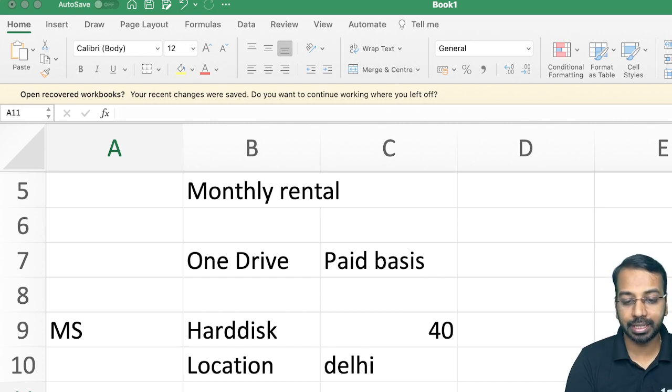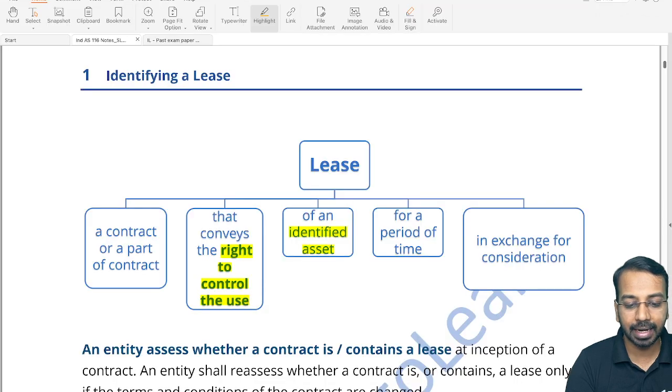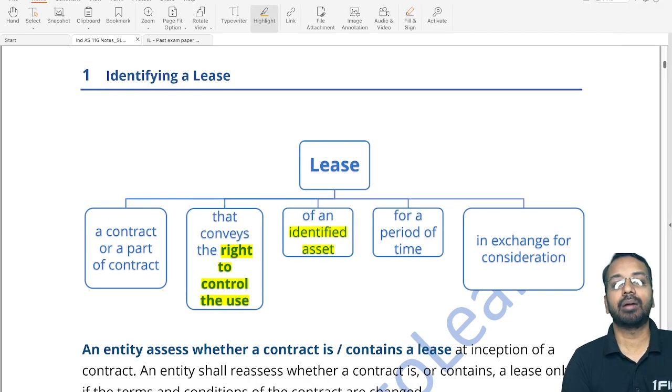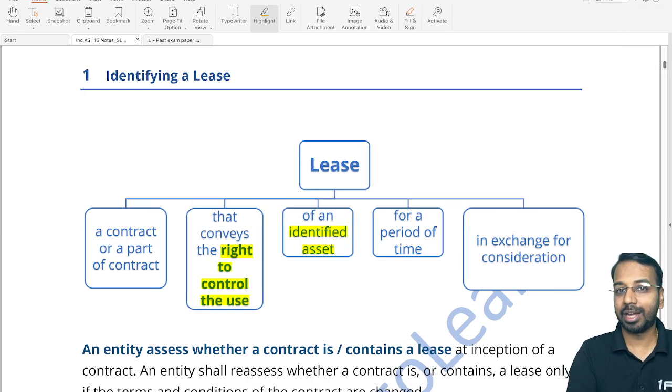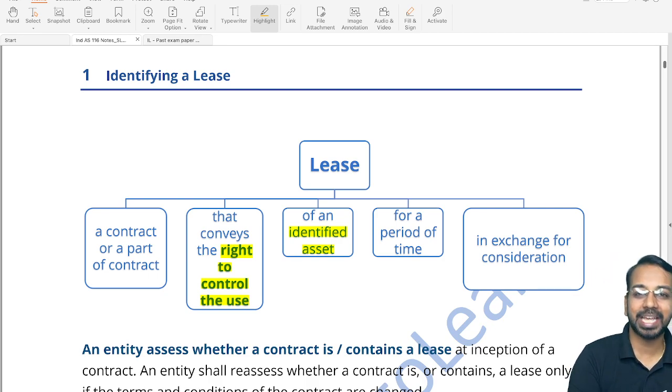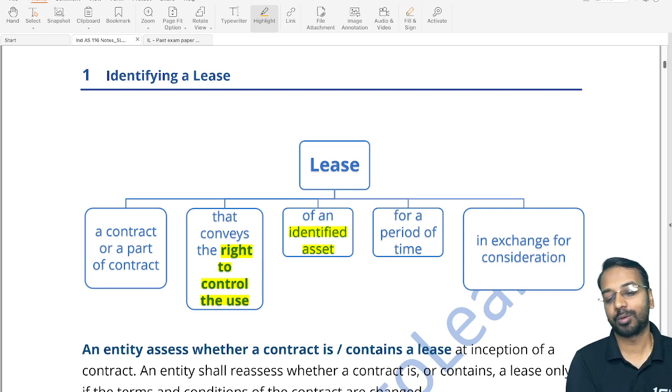Now, one important thing that you have to keep in mind is, the moment it is not an identified asset, it does not come under Ind AS 116. So then how will we account for it? We will account for it under Ind AS 115 from the supplier point of view, and as an expense from the customer point of view.